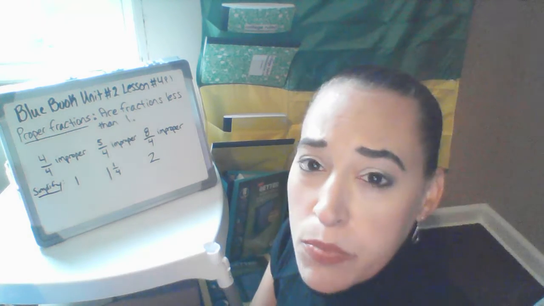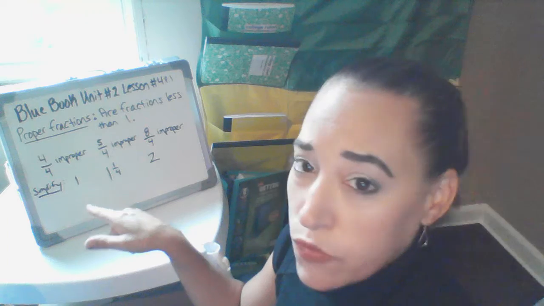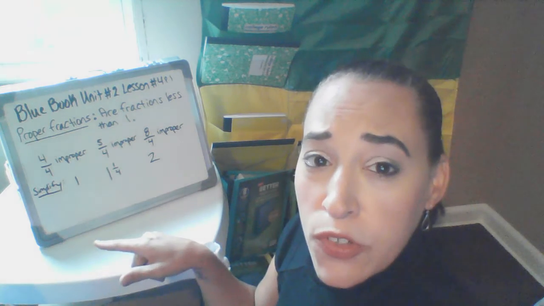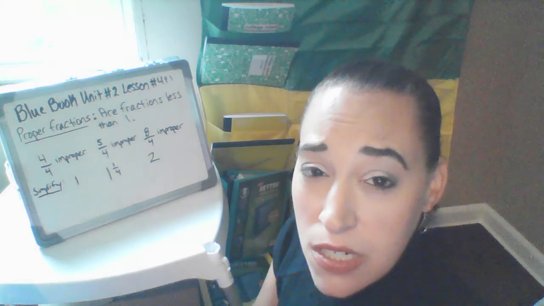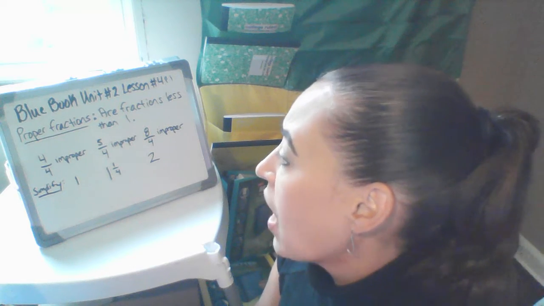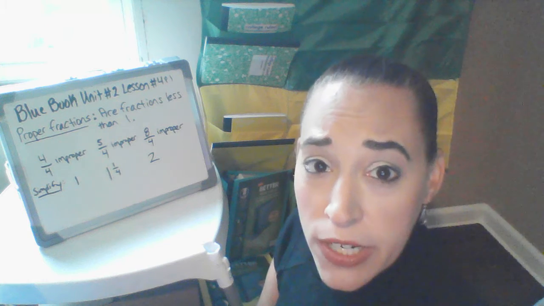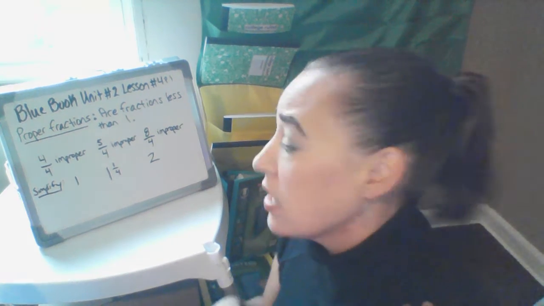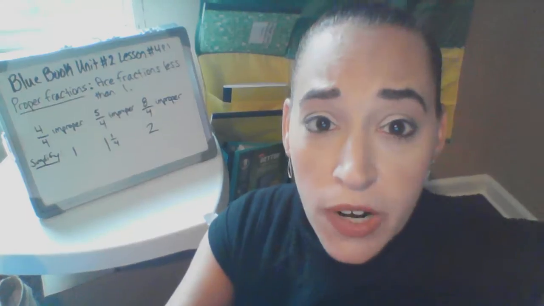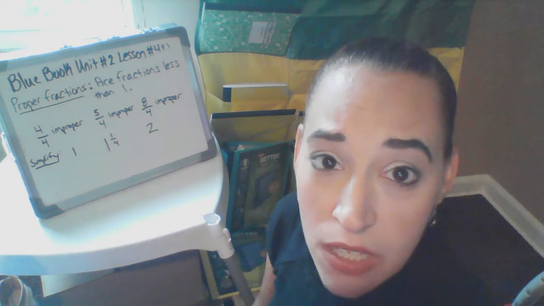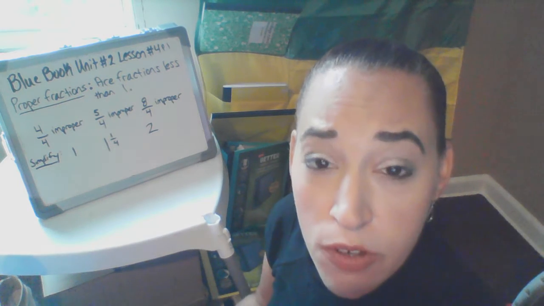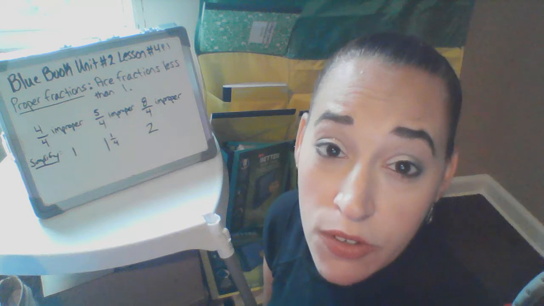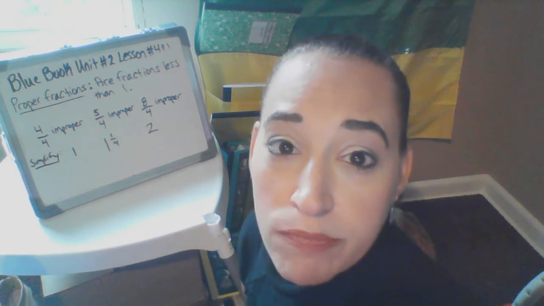So I put a few examples below. So I have 4 over 4. 4 over 4, if you simplified or reduced that, that's equivalent to 1. So that's an improper fraction. 5 over 4, the numerator is bigger than the denominator. Therefore, you know that is an improper fraction, okay? 8 over 4, same thing. That numerator is bigger than your denominator. Therefore, you know that 4 is going to go into 8, which means it's bigger than 1. So it's an improper fraction.